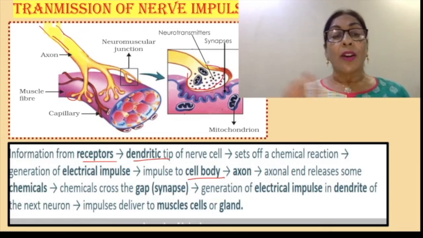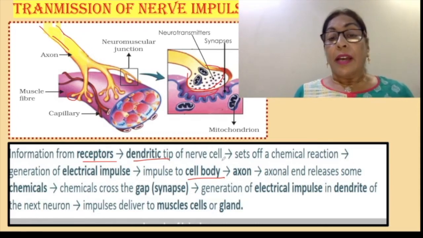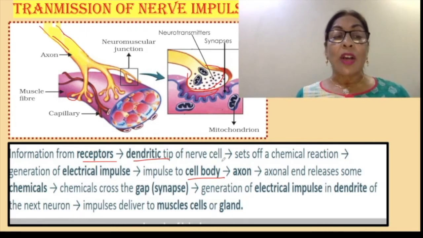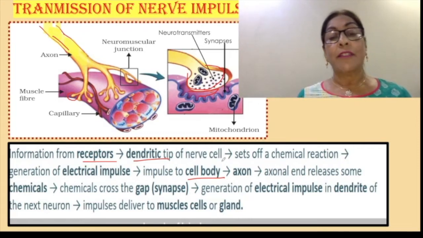Then chemicals cross the gaps. These gaps are called synapses. Then electrical impulses are generated in the dendrites of the next neuron, or they may be delivered to the muscles or gland.